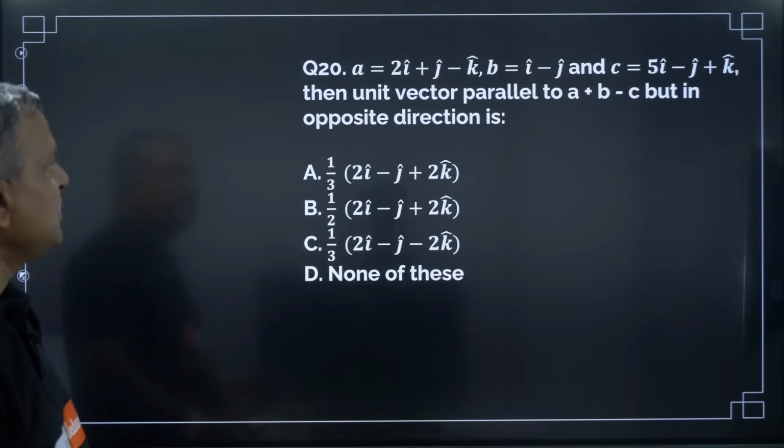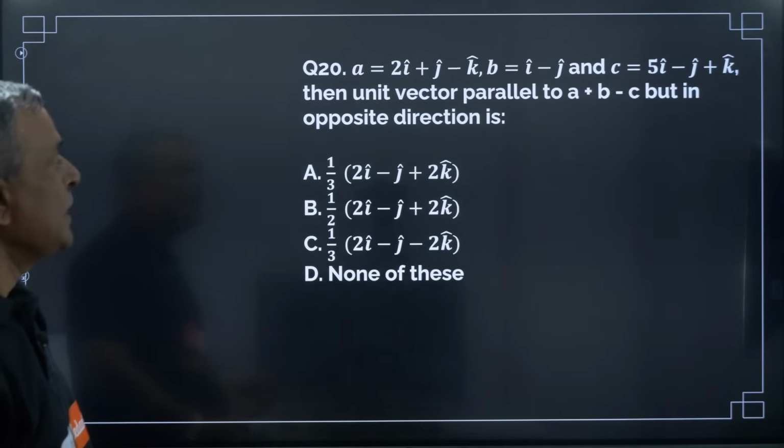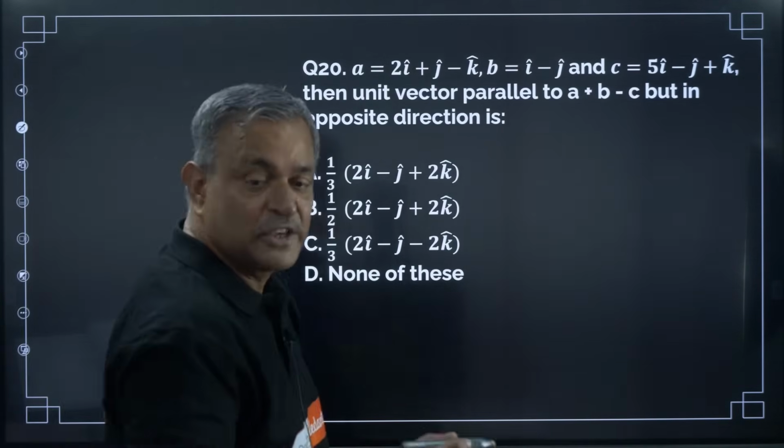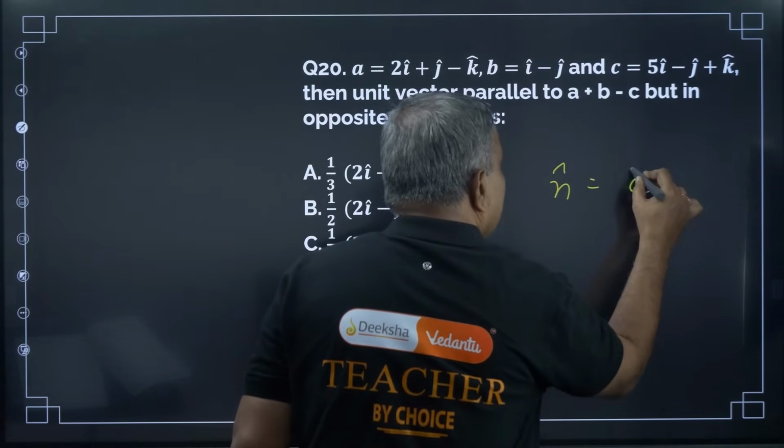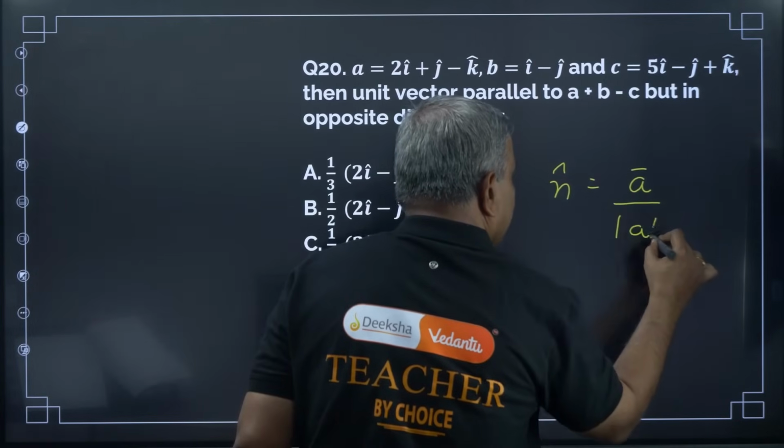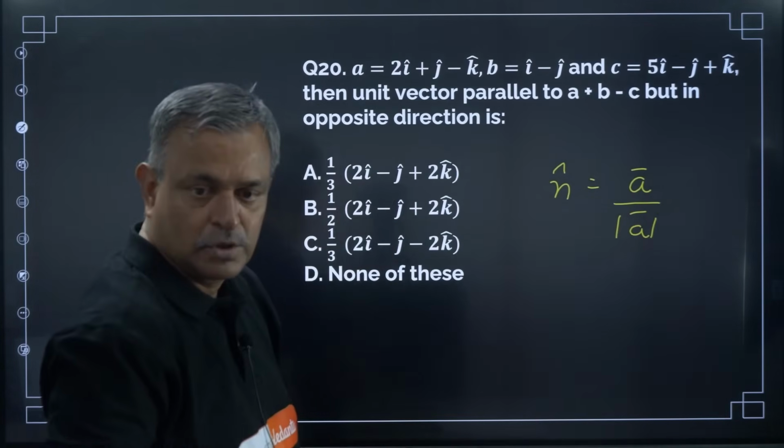A vector is given, B vector is given, C vector is given. Then the unit vector parallel to A plus B minus C. What is the unit vector? n cap is equal to the vector upon the modulus of the vector. That is called the unit vector. Okay.